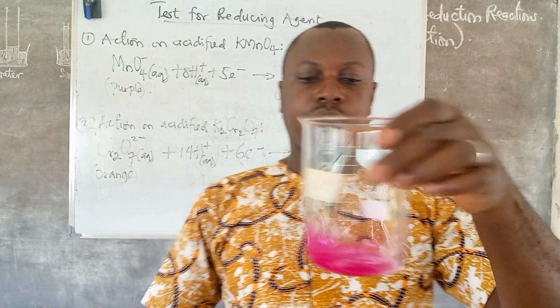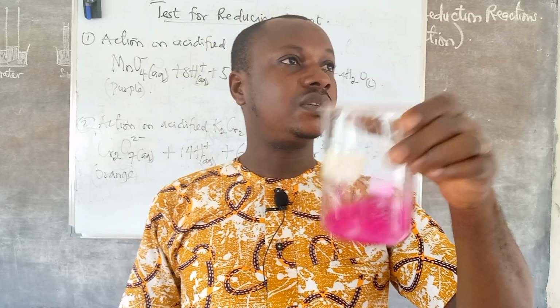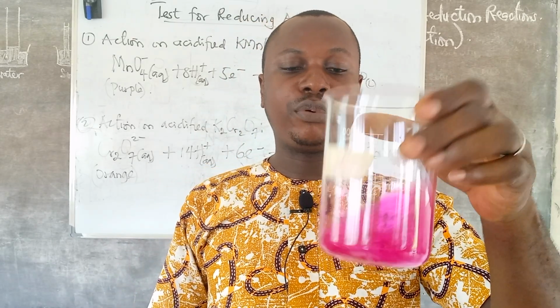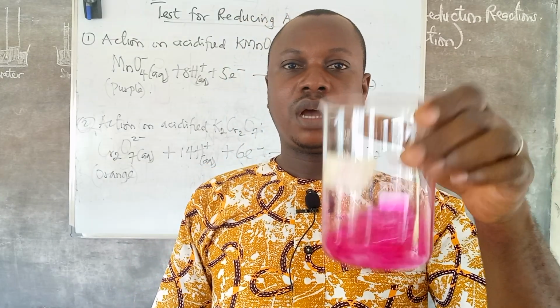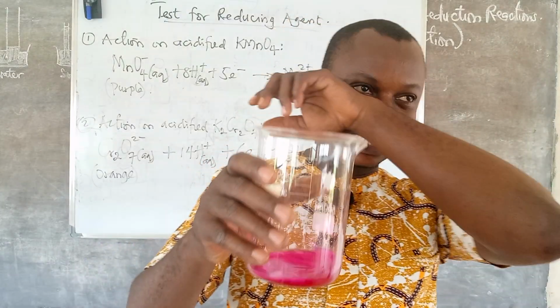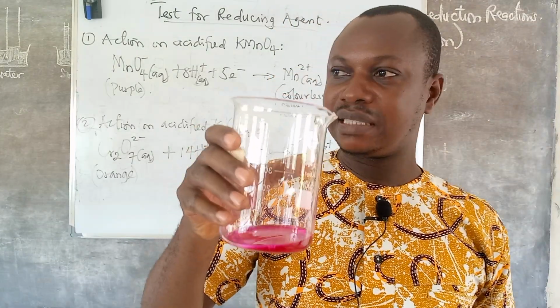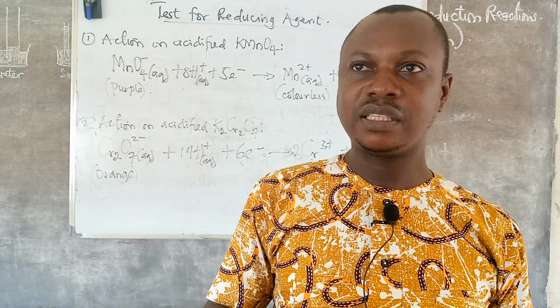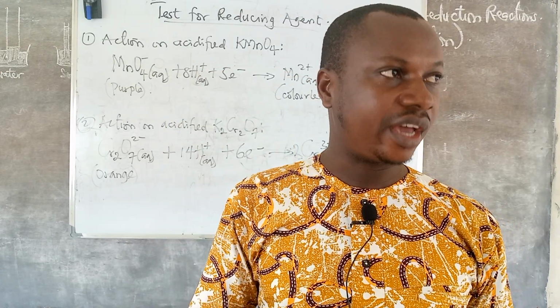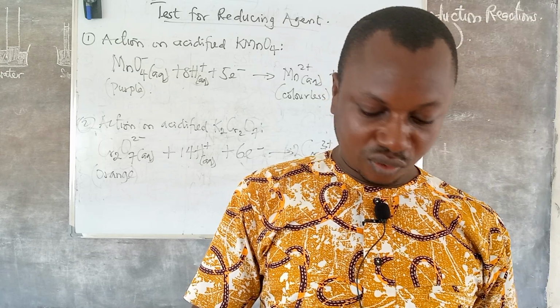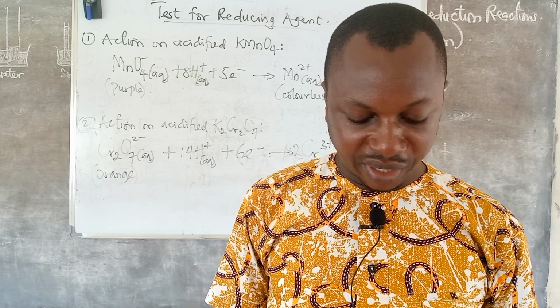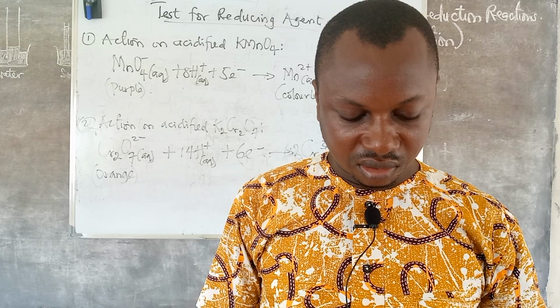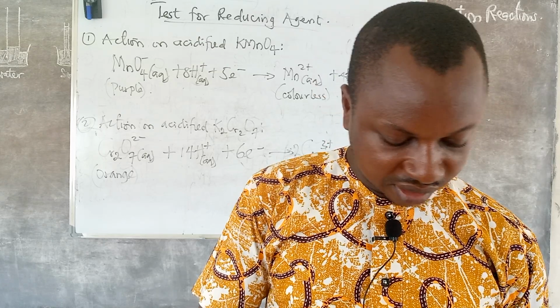as you can see, potassium tetraoxomanganate(VII) is purple in color, and once it changes to colorless, we suspect the presence of a reducing agent. Even though this one is not pure purple, it is slightly pink in color, we'll use it as a reference.